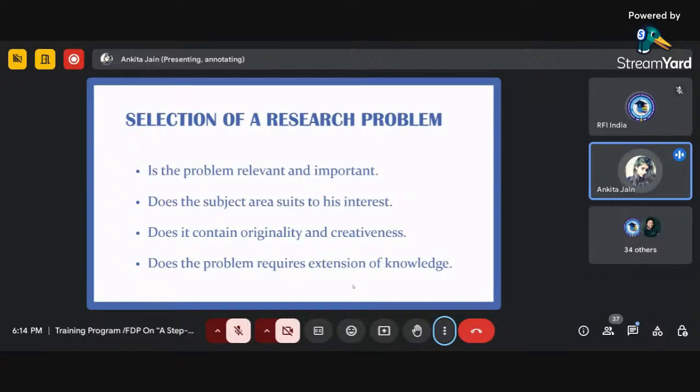So nowadays we have the internet, we can search and find out whether research has been done in this area or not. So the internet also helps you in finding all this. But still, you should always try to ensure that your idea, your title, your work is original and creative. Now, does the problem require extension of knowledge?